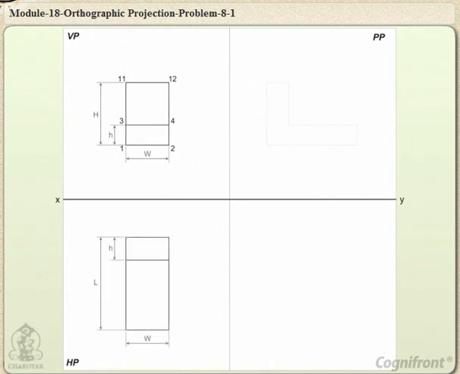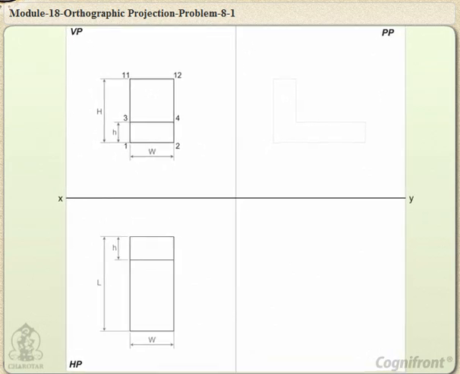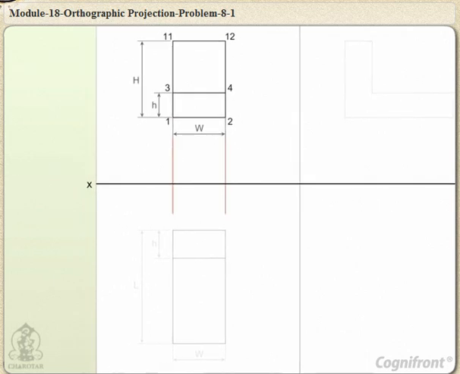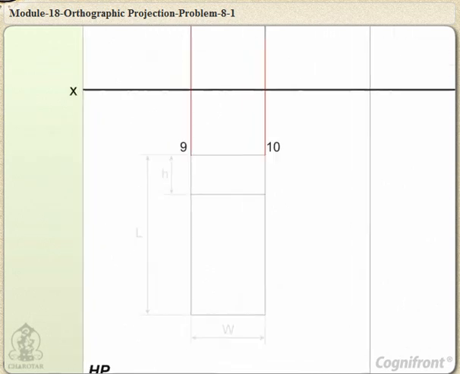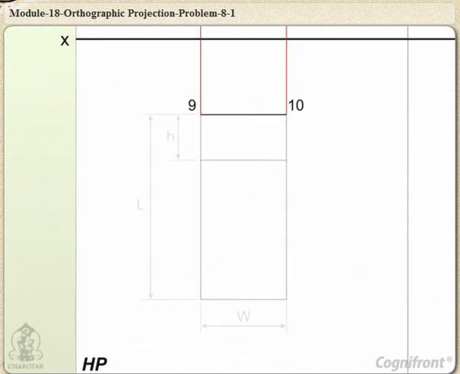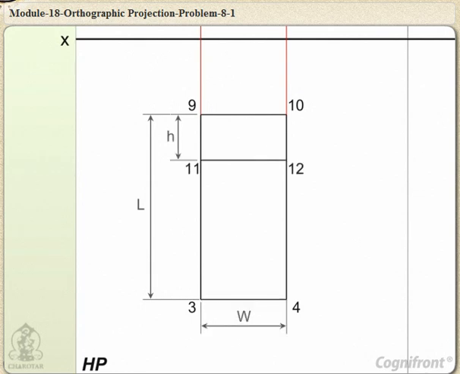Now, let's construct the top view. As we can see, it is a rectangle of dimensions L by W. We extend vertical projectors below line XY. Then a line 9, 10 is drawn below and parallel to the reference line XY. Next, draw the lines 9, 3 and 10, 4 equal to the length L and join line 4. This rectangle is the required top view.